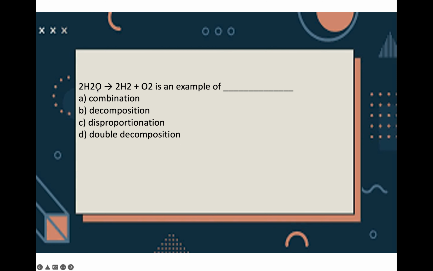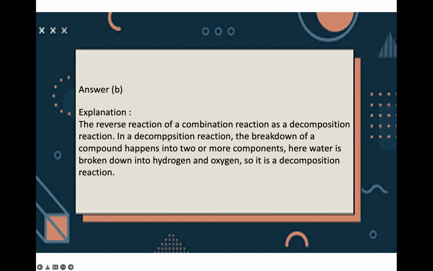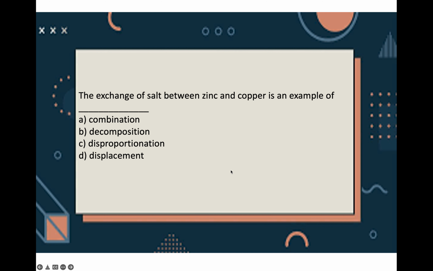Now here, what is this equation? It's an example of water. You get hydrogen and oxygen. Is it combination, decomposition, disproportionation or double decomposition? Answer is option B. It is decomposition, because water is splitting to give you hydrogen and oxygen. So actually this is the reverse of a combination reaction. In a decomposition reaction, the breaking down of a compound happens into two or more substances. So water is broken into hydrogen and oxygen. So it is a decomposition reaction.